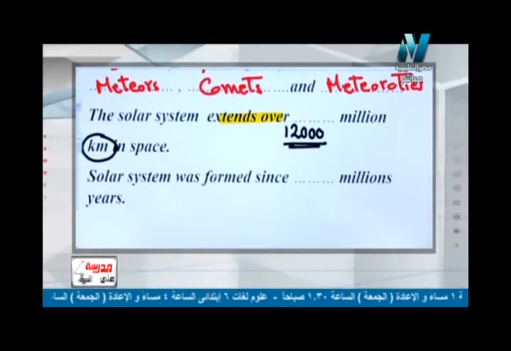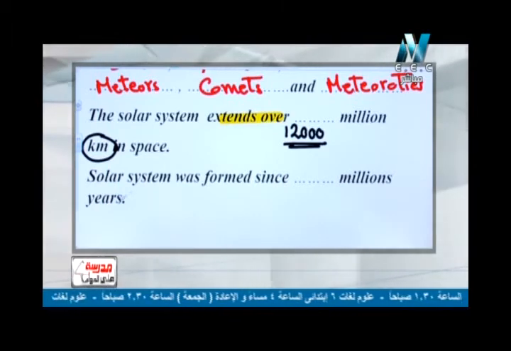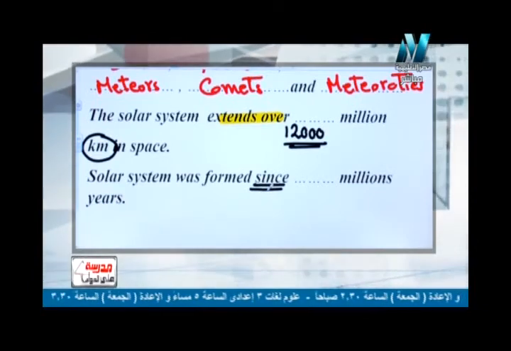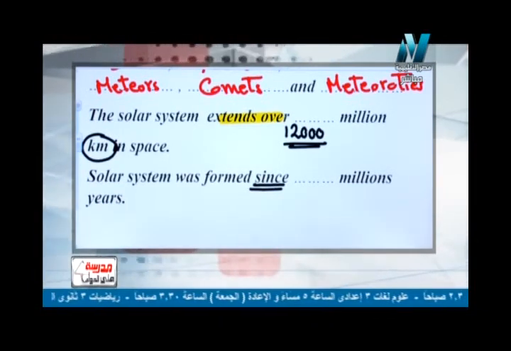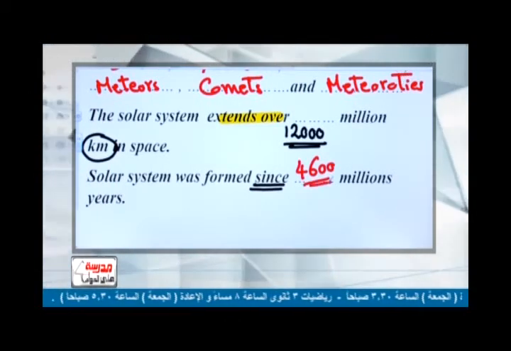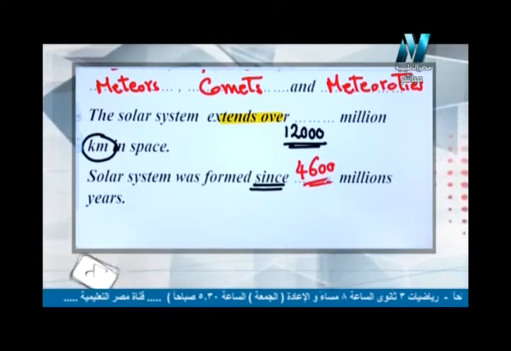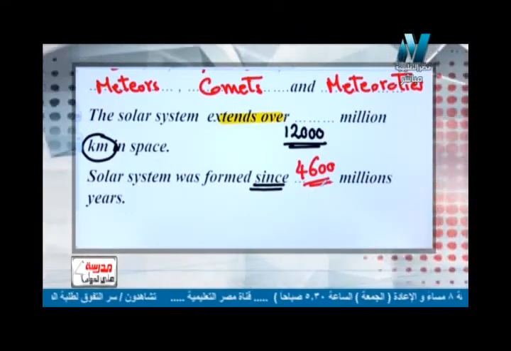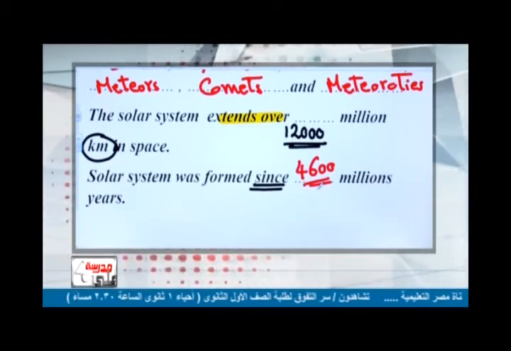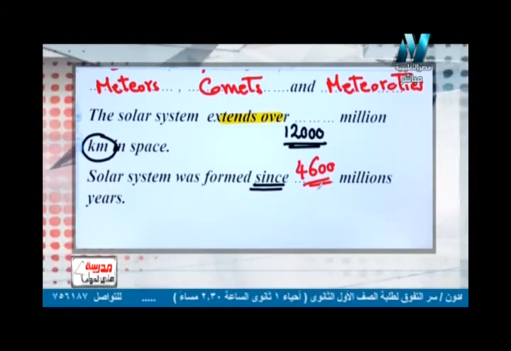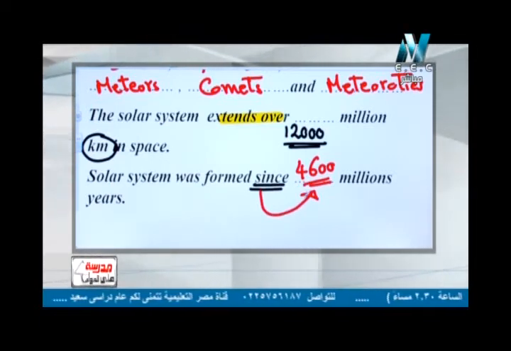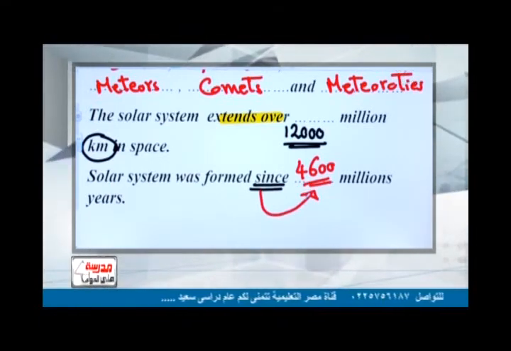The solar system was formed since how many million years? Pay attention, he said since, meaning as if we return back. After how many? 4,600 million years from now. But from the beginning of the Big Bang, if he says in the Big Bang theory, I will say after 10,000 million years. So we have 2 numbers. If he says the solar system since how many, I will say 4,600, approximately 5,000 million years.